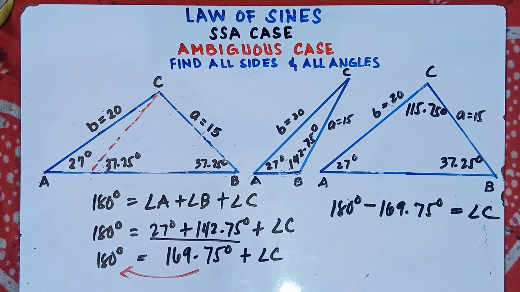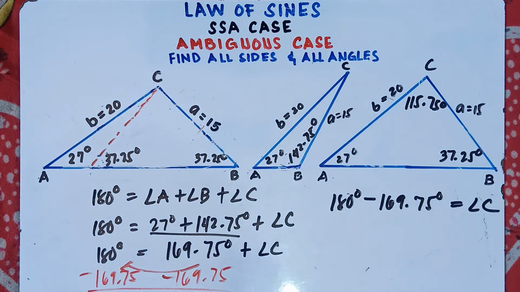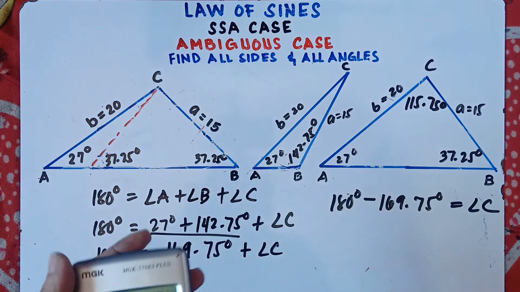Once again, class, once you transpose from this equal sign, you change the sign. Or you can just simply subtract both sides by 169.75. But once again, class, there are so many students so confused with these properties of equality. So for you not to be confused, simply transpose 169.75 from right to left. Once you transfer from this equal sign, you always change the sign. So this will be negative 169.75. Subtract.